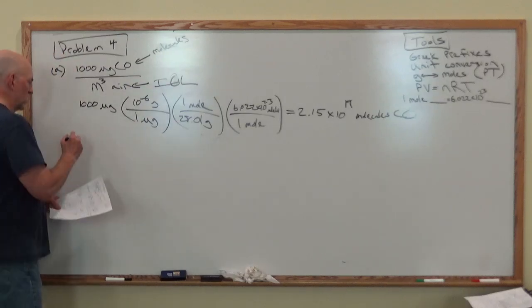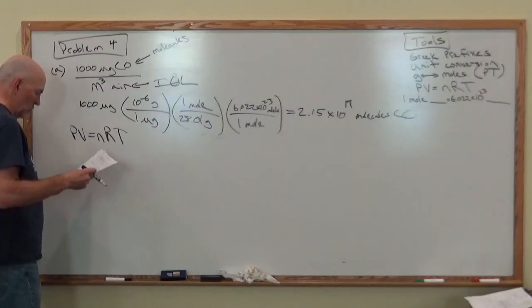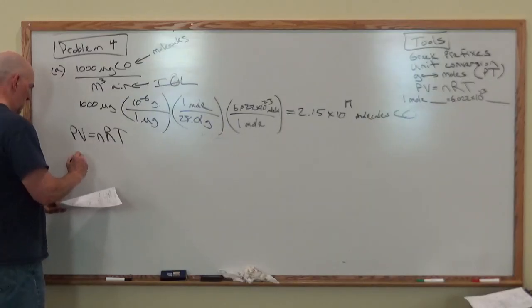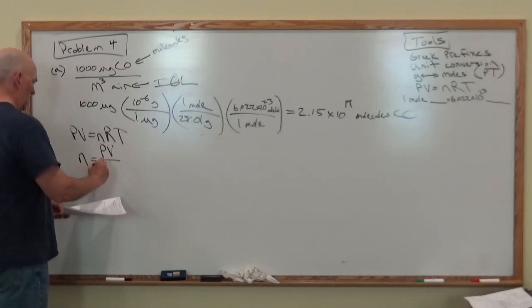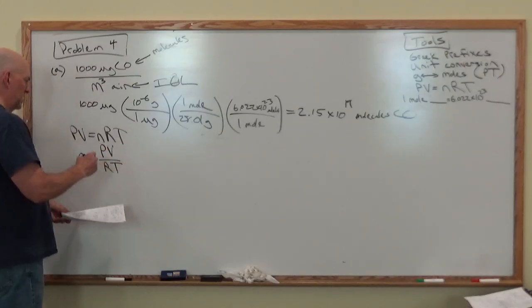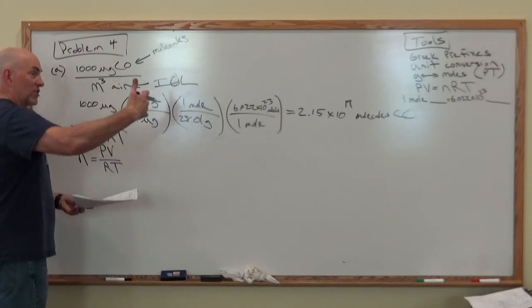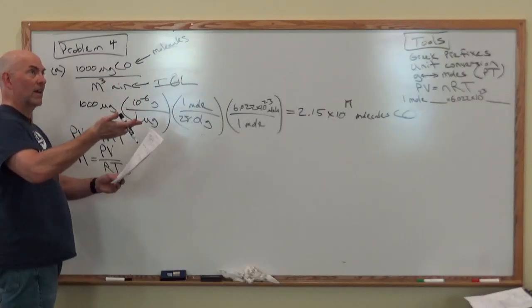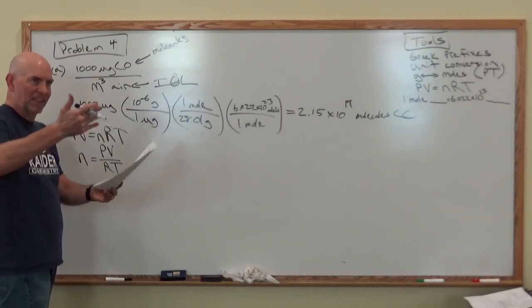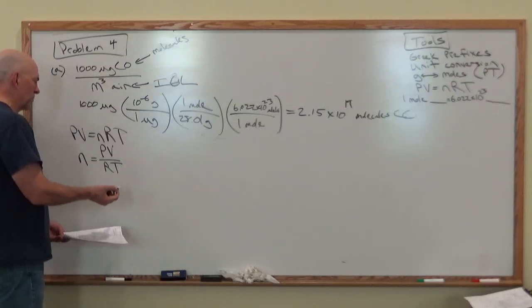So PV equals nRT, and we want to get moles. But then we're going to take the moles and multiply by Avogadro's number, and then divide that by 10 to the 6th, so it's millions of molecules. So go ahead and do that if you think you know what you're doing. We just have to make sure we put the units in right.